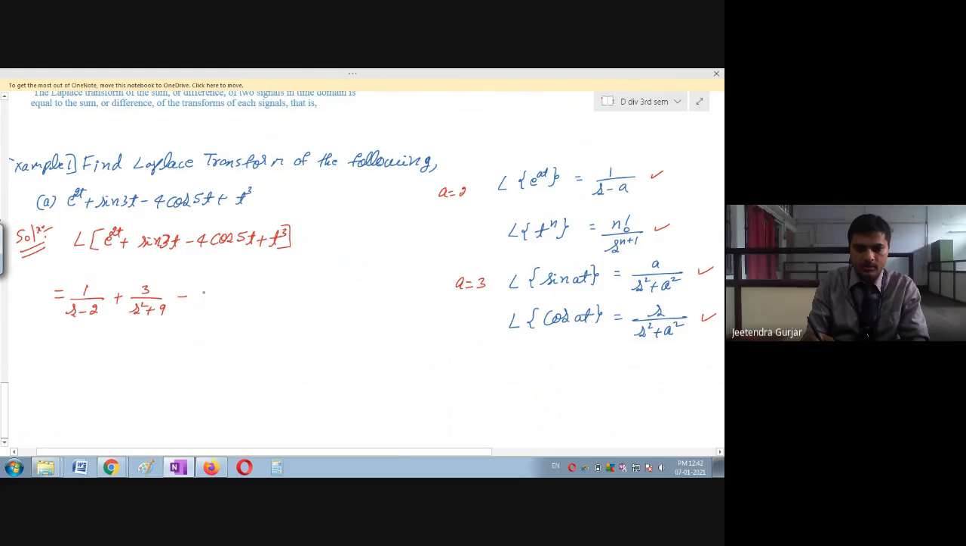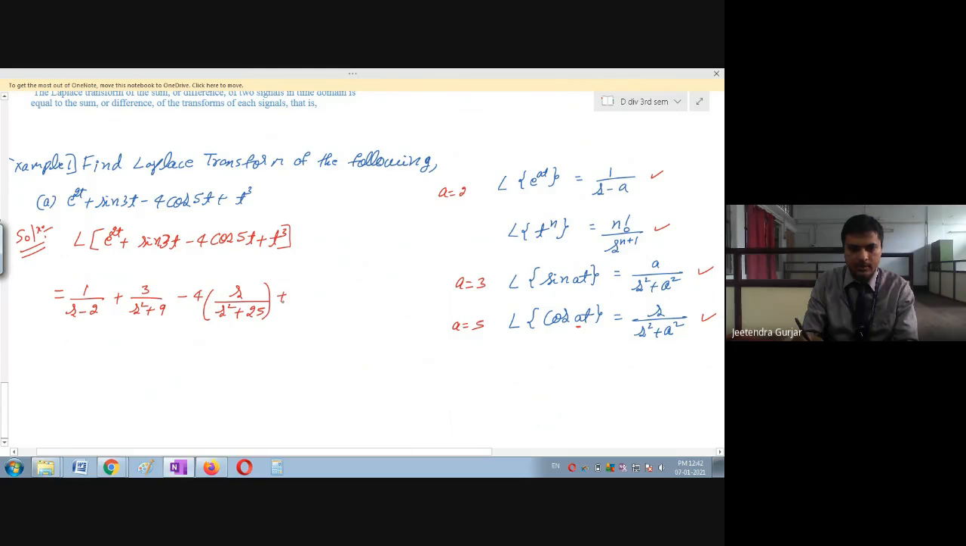Okay, 4 is constant, so I will write 4 as it is, friends. Next formula I'm going to use, yes, this. Here you can see a is equal to 5. Compare this and this, friends. You can very easily see a here is 5, so therefore I will substitute 5. So this is going to become s divided by s square plus 5 square. So 5 square is 25, so I will write here 25.